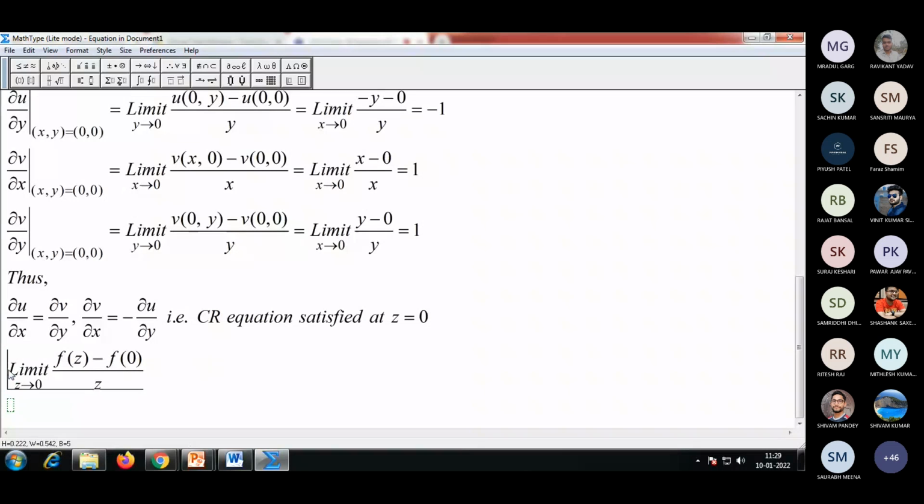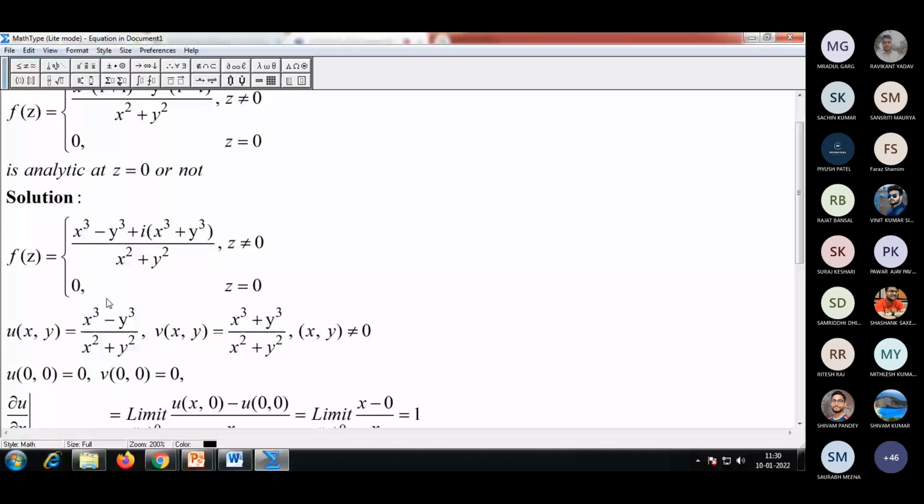So right now we are not going to write this one. First we are going to evaluate this limit. Am I right? So please evaluate it. This value is equal to f(z). f(z) is given. Here z is a small change in z, so it is not equal to 0.